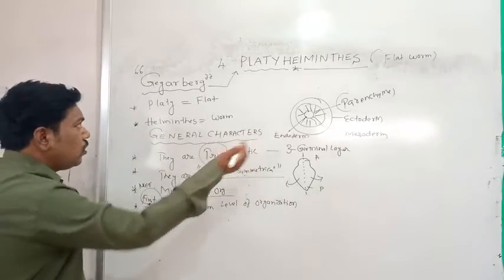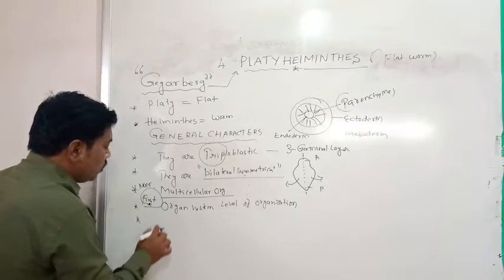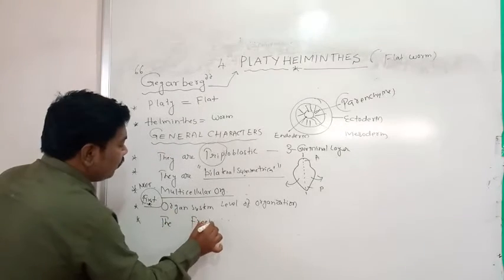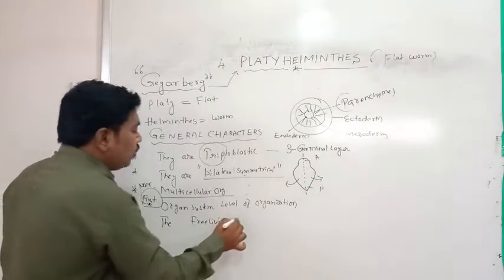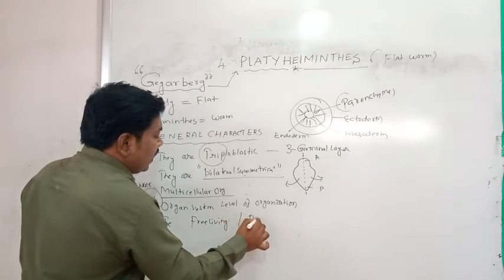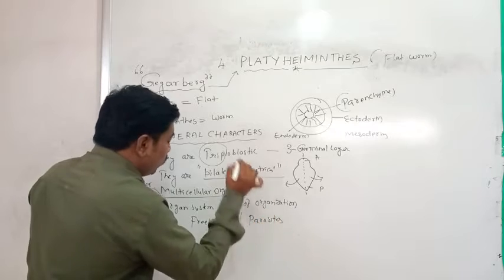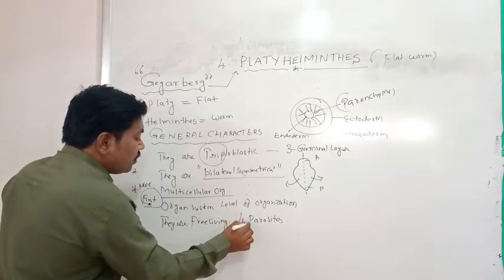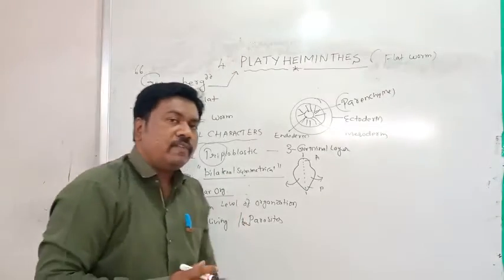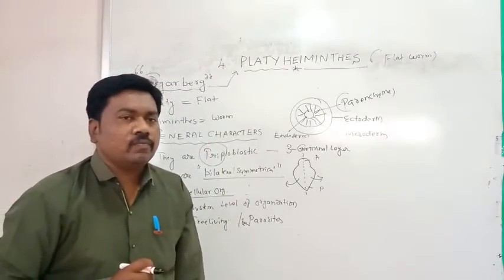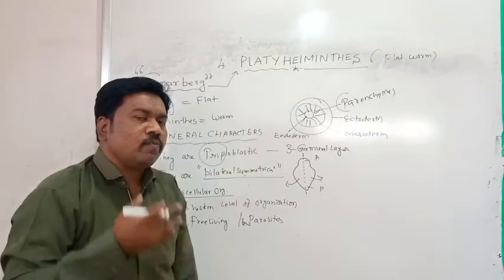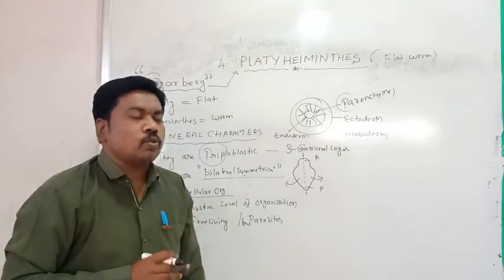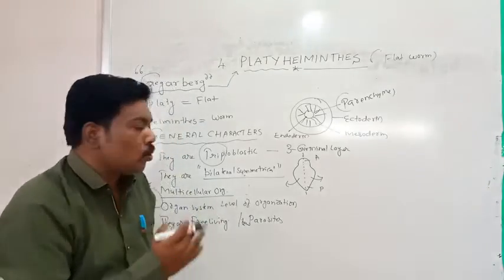After that, in these Platyhelminthes organisms, some organisms are free living, and other organisms are parasites. Free living organisms means they do not cause diseases or infections. Organisms or parasites causing diseases are called pathogens. So some are pathogenic parasites, and we have to look at the parasites.